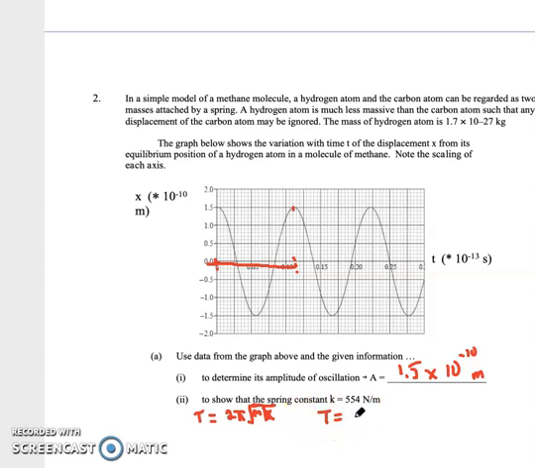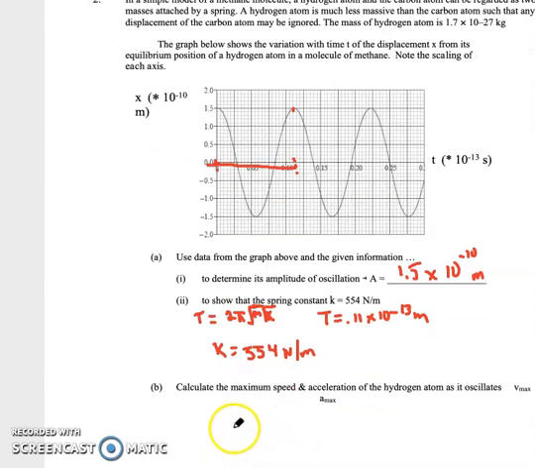You have a little wiggle room here, but you should be very close to 0.11 times 10 to the negative 13th meters. All right, so if we plug this into the period, we put in the mass, which is given up here, and you correctly solve for k, then you should get around 554. Again, you have a little bit of wiggle room if you didn't have exactly 0.11. If you had 0.115 or 0.105, something like that, that would be acceptable.